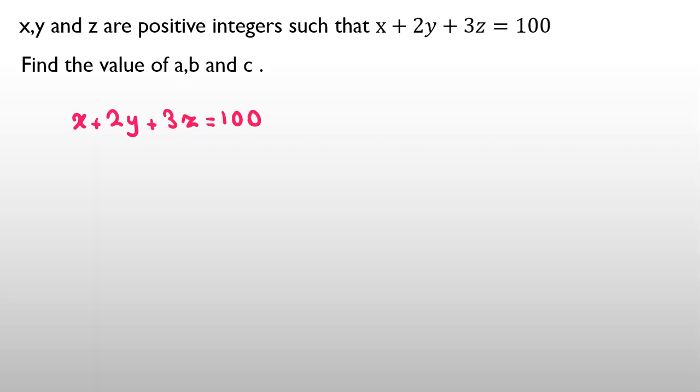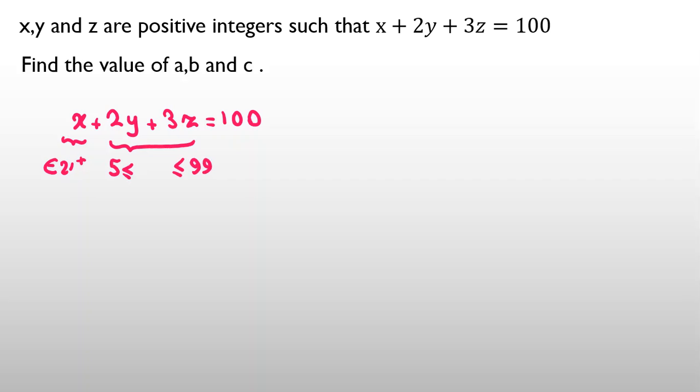I know that 2y plus 3z, because x is a positive integer, it can be any number. So if we determine y and z, x will be determined. So 2y plus 3z can be from the minimum, with y and z both 1. It will be greater than or equal to 5 if y and z equal 1.